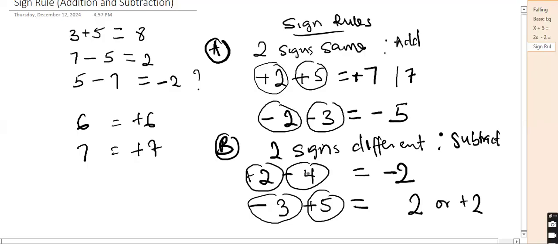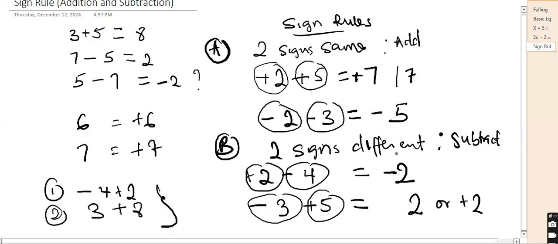So this is the first sign rule of addition and subtraction. I want you to give this a shot and put it in the comment section. Minus 4 plus 2, that's the first one. And the second one, 3 plus 8. So give this a shot and put it in the comment section.